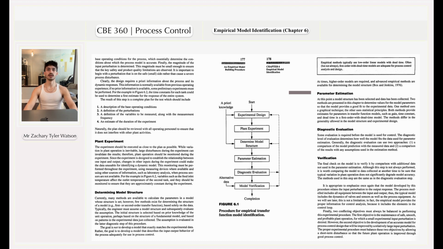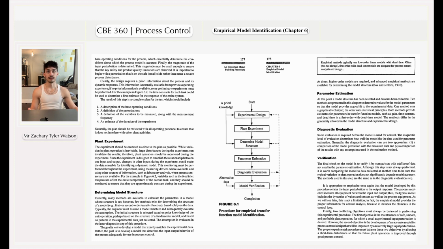Next, parameter evaluation. At this point, a model structure has been selected and data has been collected. Two methods are presented in this chapter to determine values for the model parameters so that the model provides a good fit to the experimental data. One method uses a graphical technique, the other uses statistical principles. Both methods provide estimates for parameters in transfer function models, such as gain, time constant, and dead time. In a first order with dead time model, the methods differ in the generality allowed in the model structure and the experimental design. Next, we look at diagnosis evaluation.